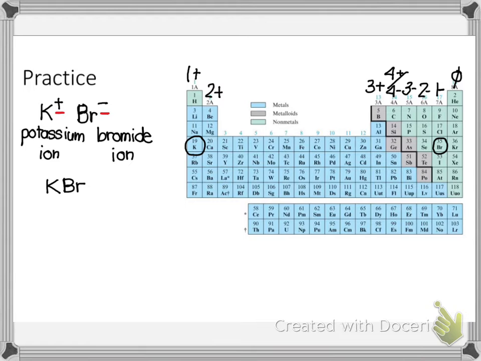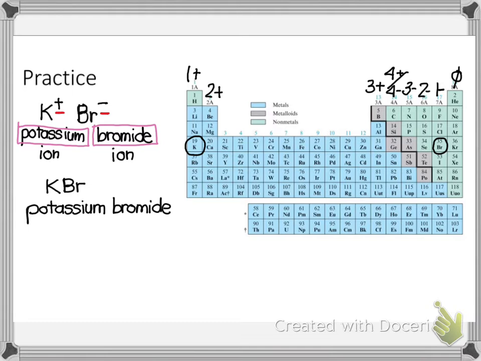And then to name it, when you name ionic compounds, you just name the 2 ions. So I take the potassium, see right here, that's the name of the first ion, and then I'm going to end it with bromide. Try not to make these harder to name than they are. It's just the name of the 2 ions.